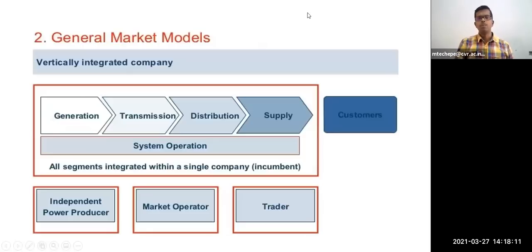And if we move on to the restructured power market, as I said, the state electricity board combines all this, generation, transmission and distribution and supply, under collection of tariff. This is the single entity, that is a single company. So in the restructured power market, 3 more entities are added. That is the independent power producer, market operator, and trader. So 3 more companies are being added.